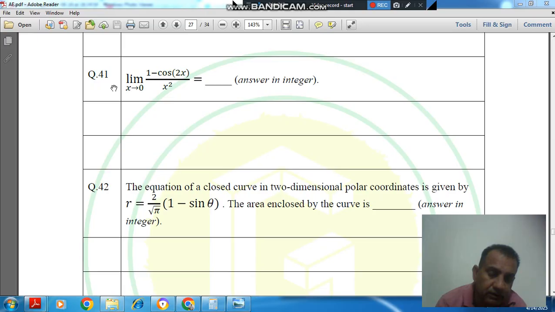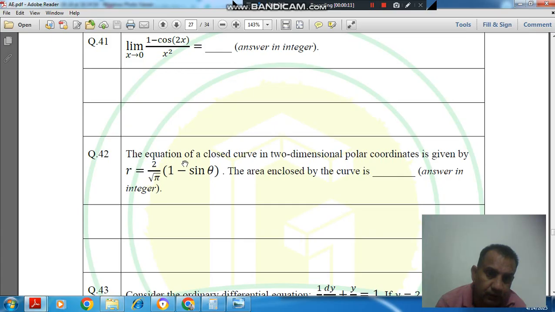GATE 2025 Aerospace Engineering paper question number 42. The equation of a closed curve in two-dimensional polar coordinates is given by r = (2/√π)(1 − sin θ). The area enclosed by the curve is ___.